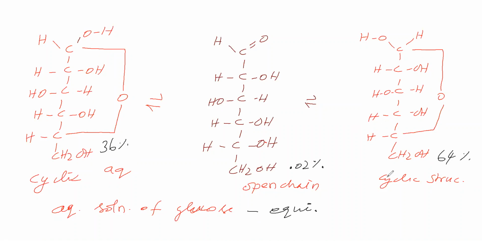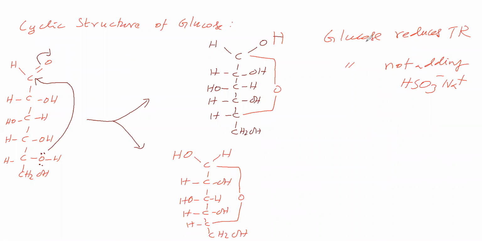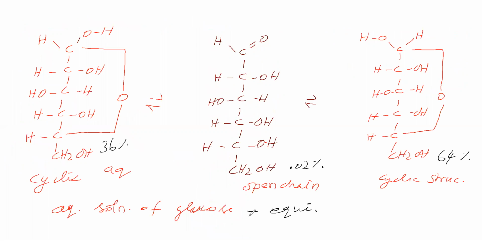Now you may ask, why is this aqueous solution of glucose behaving like this? Glucose reduces Tollens reagent. That means it has a free aldehyde group, nothing but the open chain form. That open chain form concentration is enough for this process. Glucose does not add with sodium bisulfite because the concentration of the open chain form is not sufficient for this reaction. That's all. So the aqueous solution of glucose has this equilibrium.